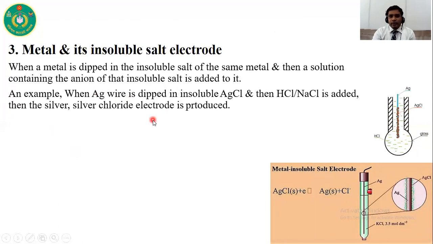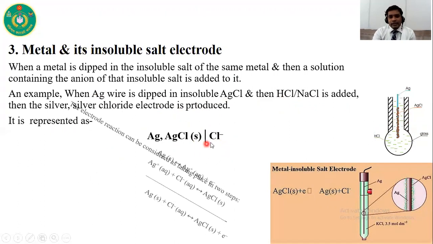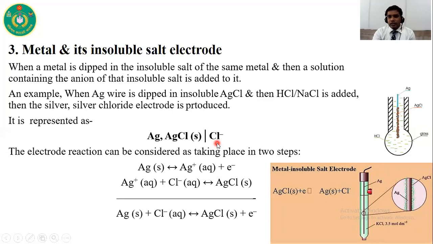For example, when a silver wire is dipped in insoluble silver chloride, and then hydrochloric acid or sodium chloride, that means the anion of silver chloride, is added, the silver chloride electrode is produced. It is represented as Ag / AgCl / Cl minus in the oxidation state. If it is in the reduction state, we write Cl minus first, and silver chloride, silver later on.